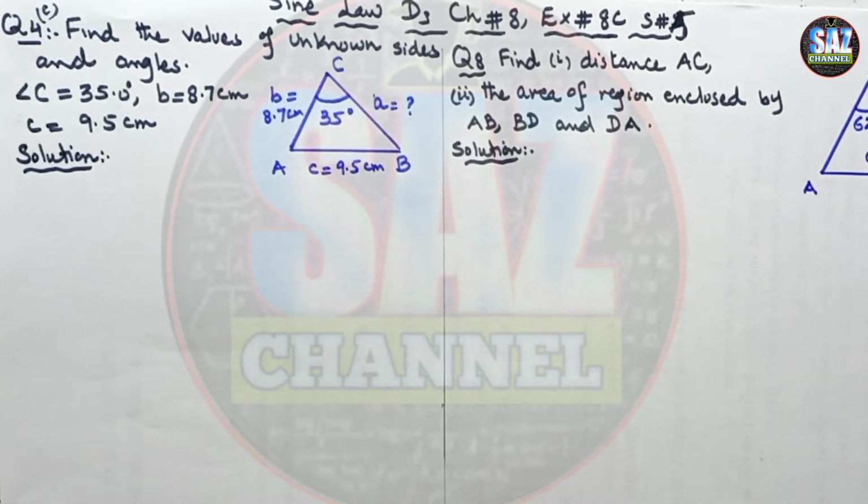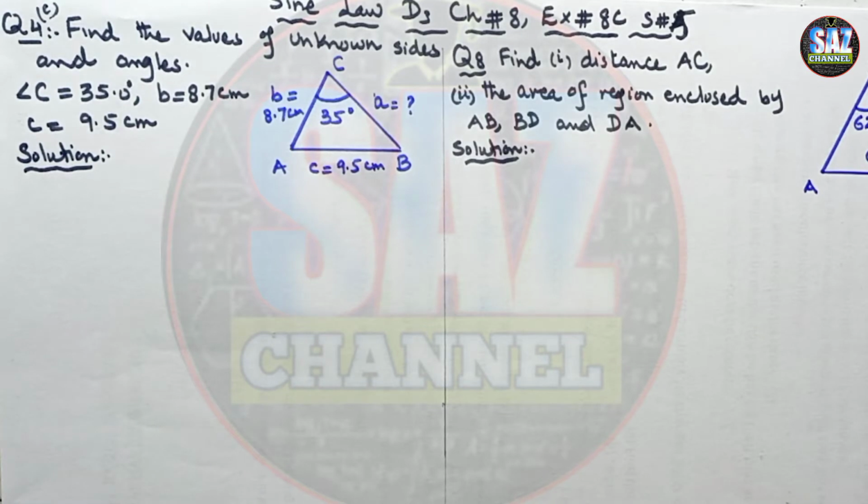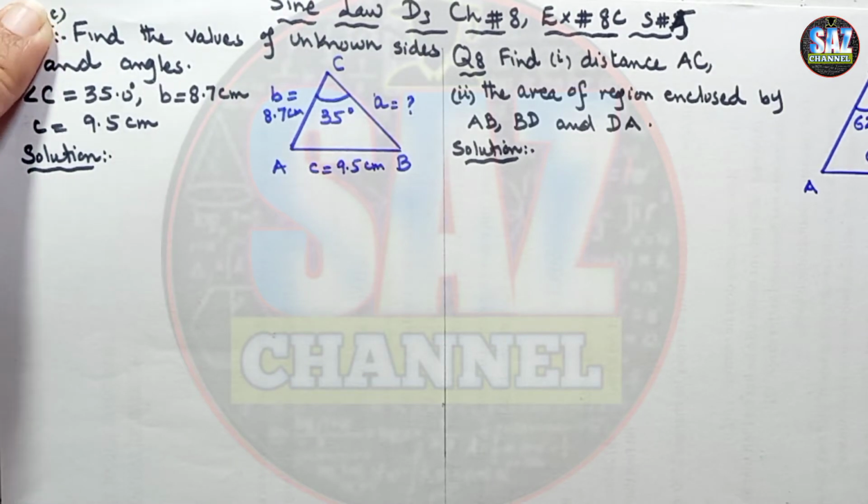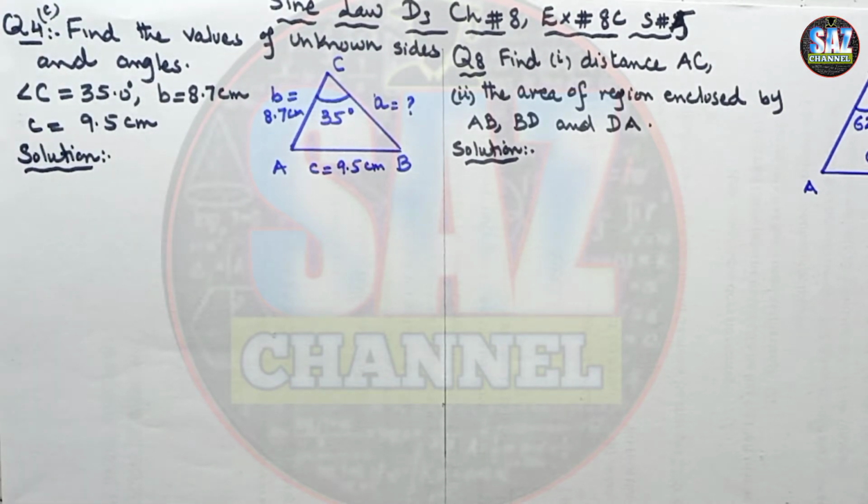This is my fifth lesson of D3, chapter number 8, exercise 8C, that is about the sine law. Before going to the lesson, there are some important points that I need to discuss with you: what is sine law, when and how to apply sine law, what does the term solution mean, and how many unknowns are there in the triangle. Before going to the lesson, you should have a good command on these questions.